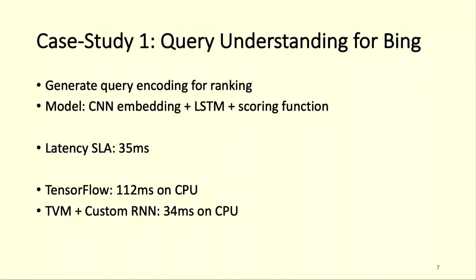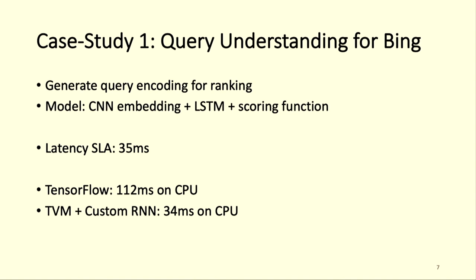The first case study is query understanding for Bing. This is a service where we encode the queries into high-dimensional semantic vectors and use them for various downstream tasks. This model has convolutional neural networks and also LSTM, which is a type of recurrent neural network. The latency target for this model is 35 milliseconds. With TensorFlow, we are getting more than 100 milliseconds to encode a single query on CPU.